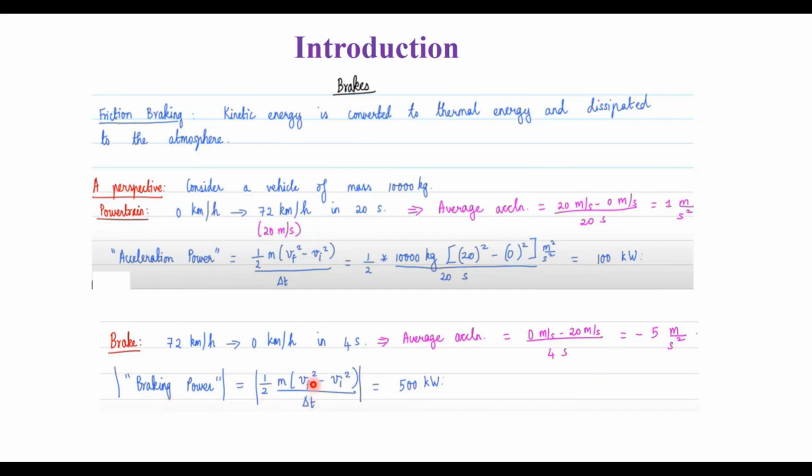So what you see here when you're calculating the braking power is nothing but half m, where the final velocity is 0 in this case and the initial velocity is going to be 20. When you do the calculation with respect to time, considering 4 seconds, you get 500 kilowatt. So which is more powerful? 100 kilowatt or 500 kilowatt? Obviously, 500 kilowatt is more. That's why the braking power is higher than the acceleration power, because you have lesser time. The time taken to accelerate is much higher than the time for deceleration.